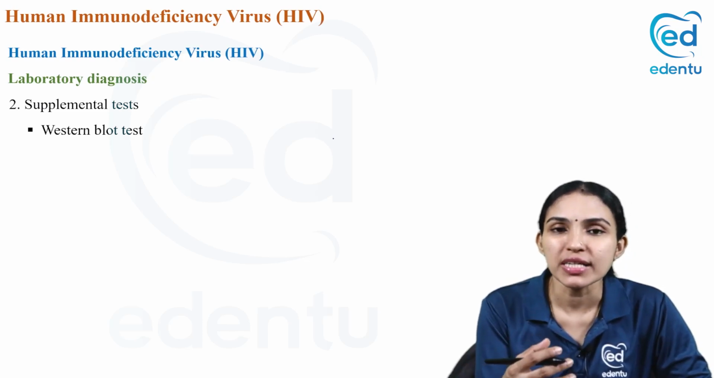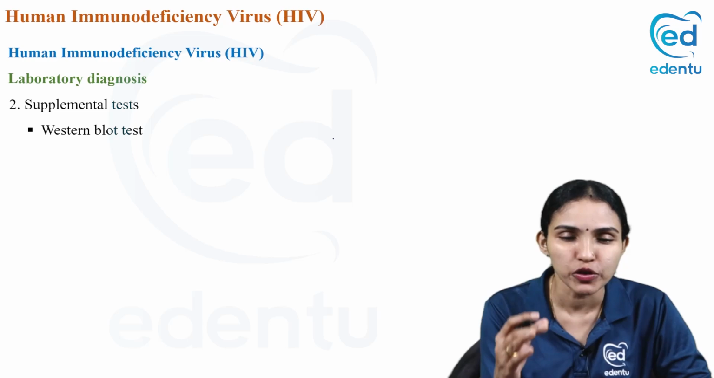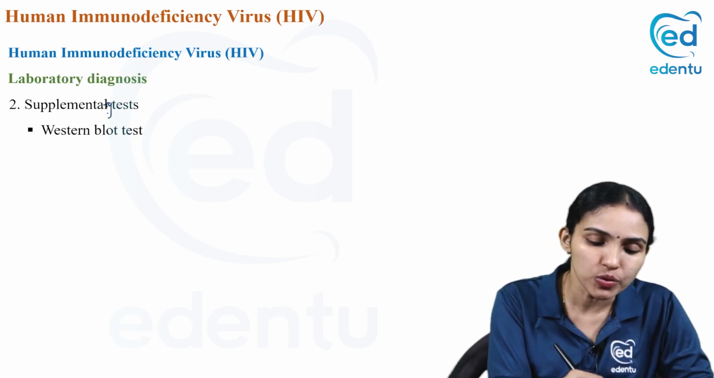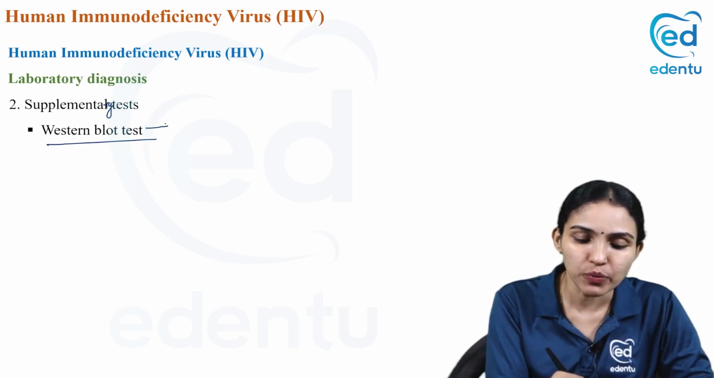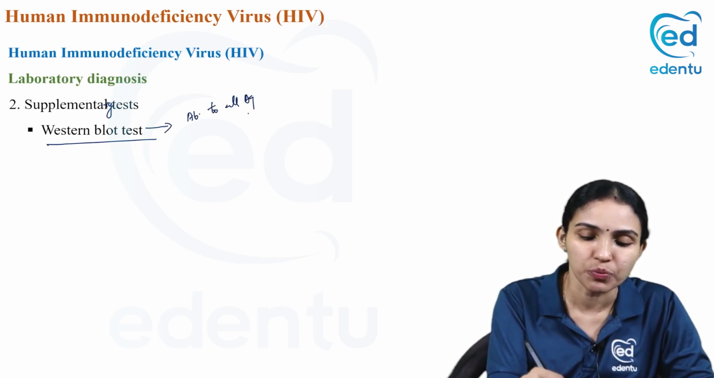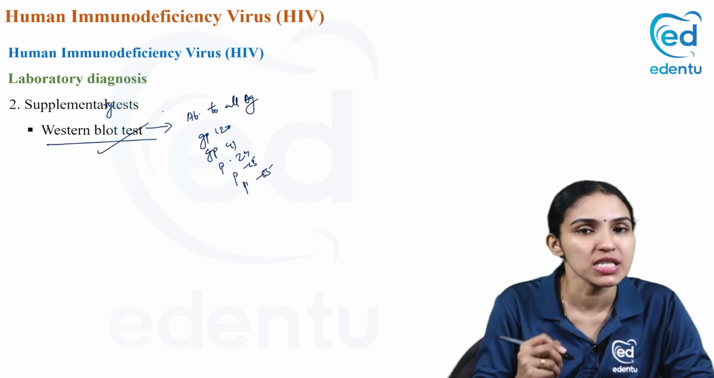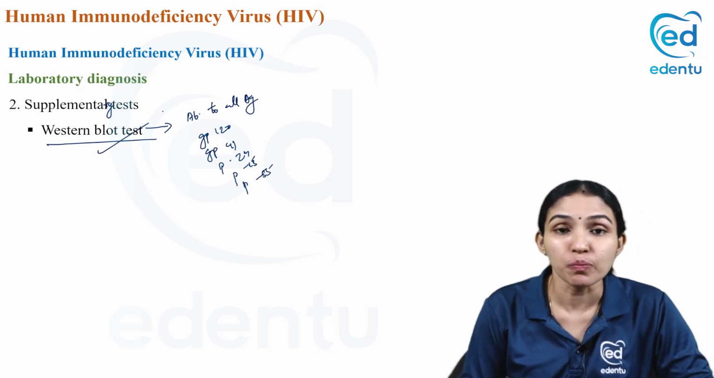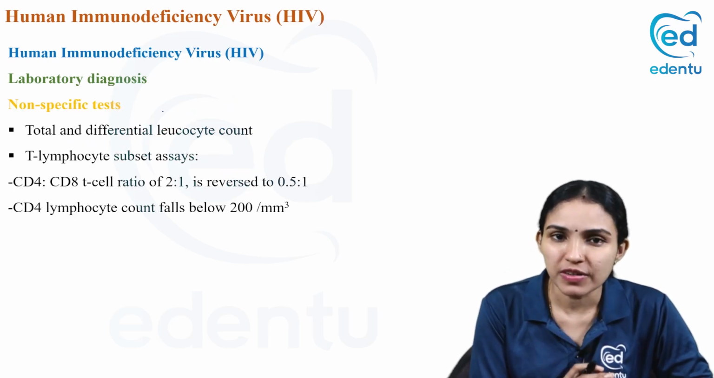So what is the supplementary test we have for confirming? If you get a screening test positive for HIV, you have to do a supplementary test to get more confirmation. That is the Western blot assay. The advantage of Western blot is you can detect antibodies to all the antigens separately, like GP120, GP41, P24, P15. Everything can be detected separately if you are doing a Western blot test. So it is based on the immunoblotting mechanism. So those were the specific tests for HIV.